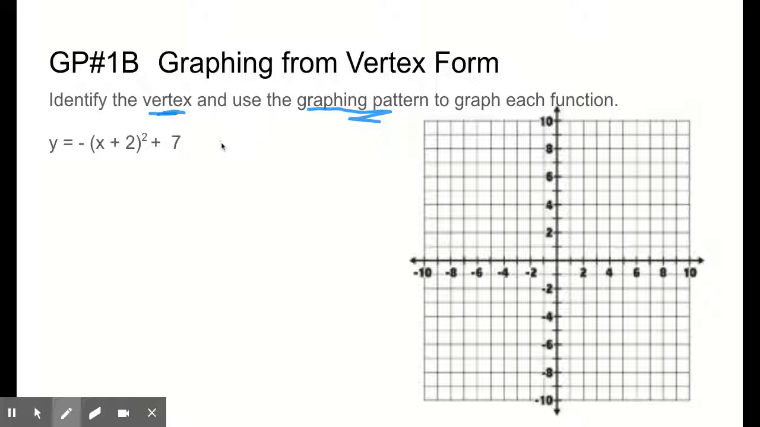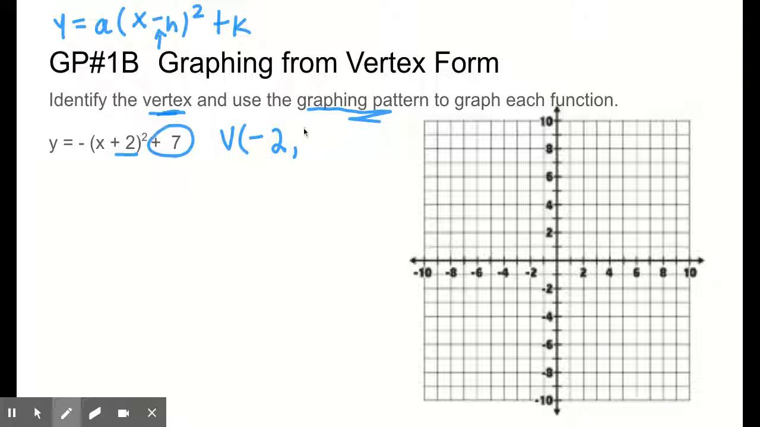Now remember, the vertex is the h and k from vertex form. So let's just remind ourselves, vertex form is y equals a times x minus h squared plus k. So in this equation here, our h is this 2, but remember, we're using the opposite of h. So our vertex is going to be at -2, and the k value is what we see here, and that's a +7.